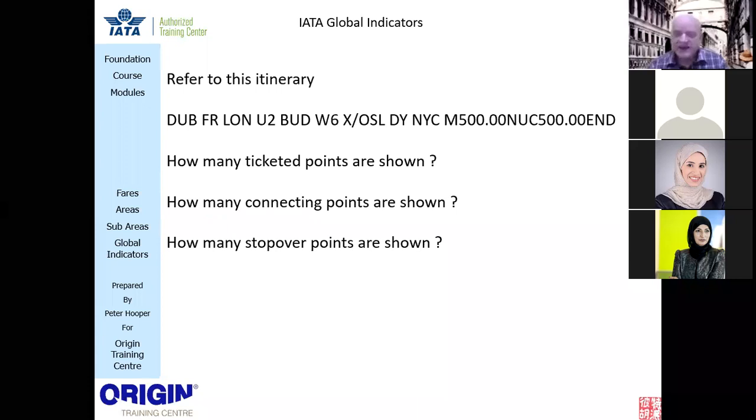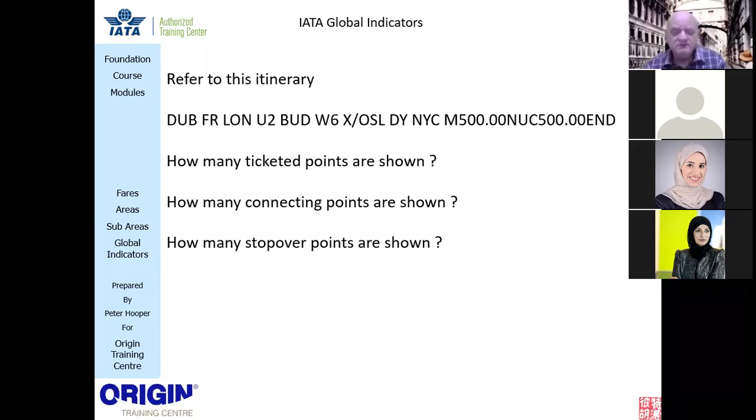Right. When I say ticketed point, what do I mean?